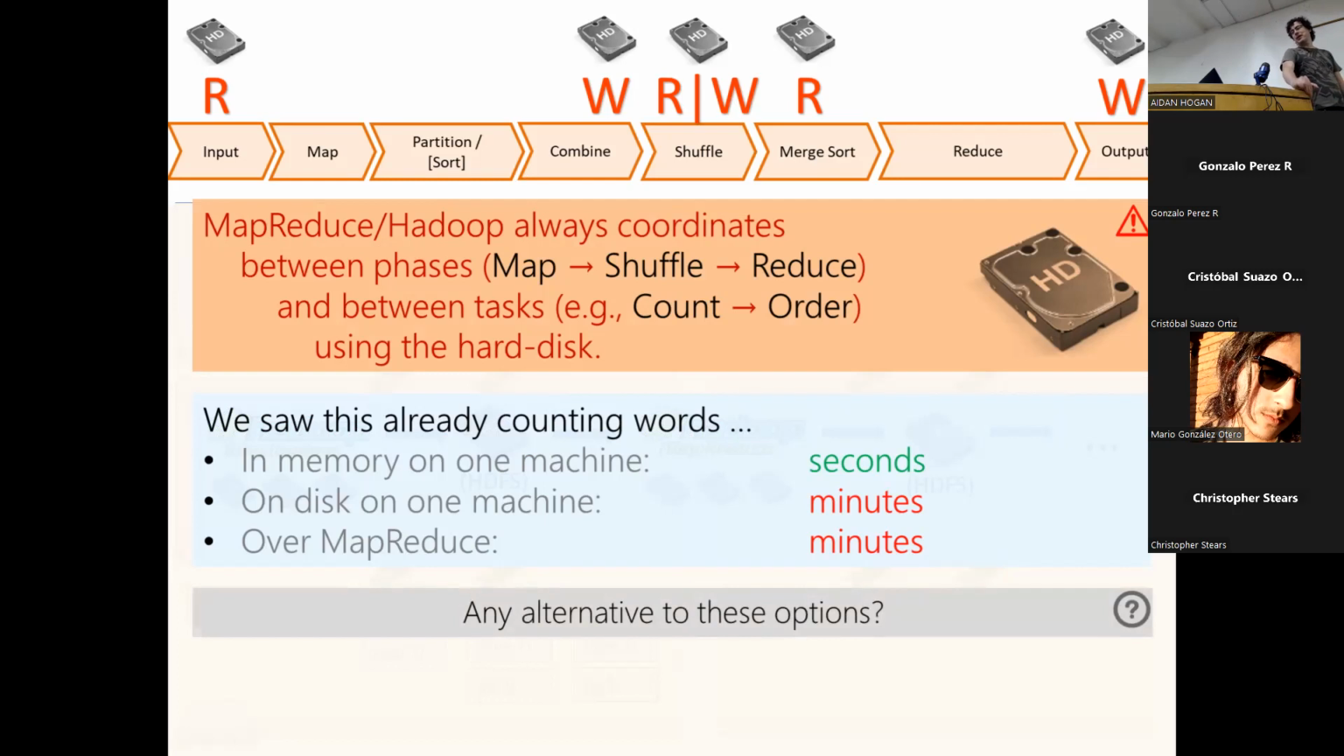So we've seen in memory on one machine, we've seen on disk on one machine, we've seen MapReduce, which is basically on disk over several machines. In memory over several machines. So why not maybe just use a distributed system, but not touch the disk? Just use the main memory as much as possible. So in memory on multiple machines is the alternative that we've not considered.